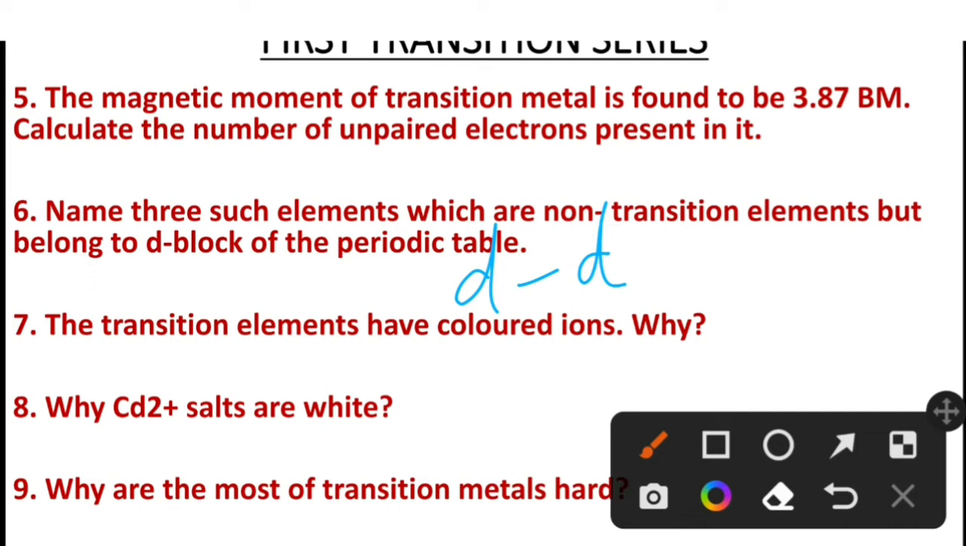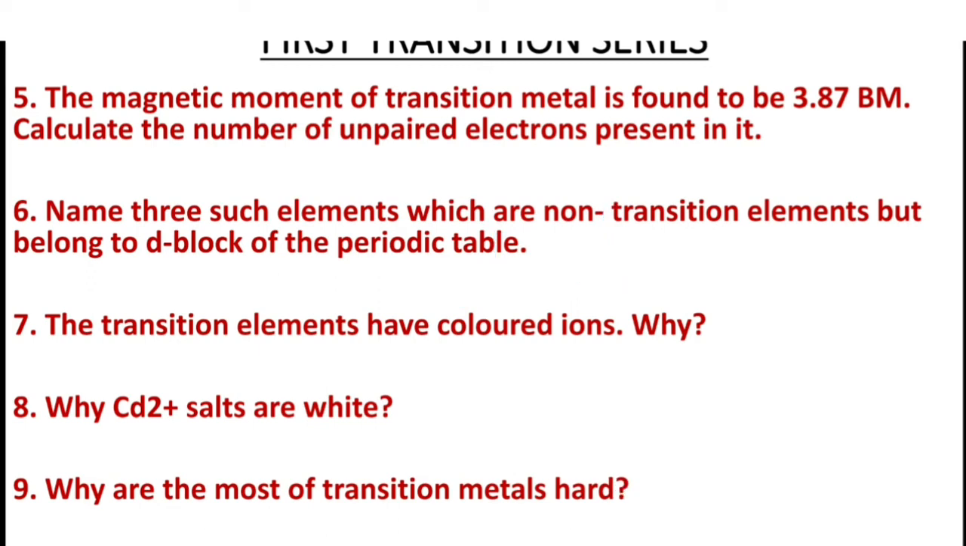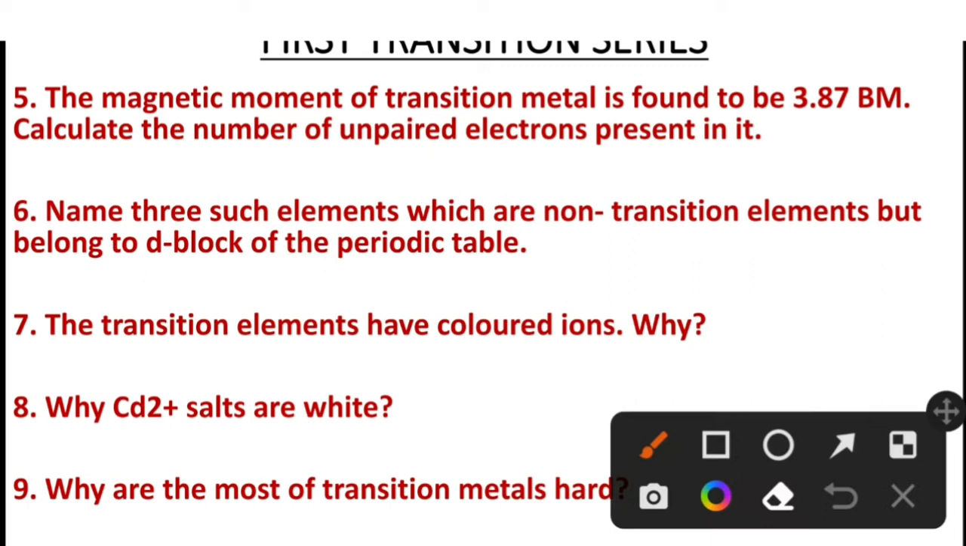Okay, so the main reason behind coloration is the unpaired electrons which are present and the d-d transitions which could take place, and the corresponding complementary color which you can observe. The next question now: why are cadmium 2+ salts white? Whenever a particular ion is said to be white, that means that probably the d-d transitions are not possible in that case.